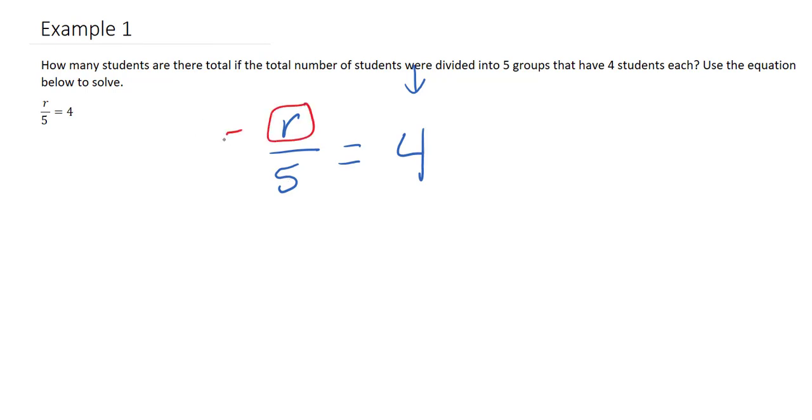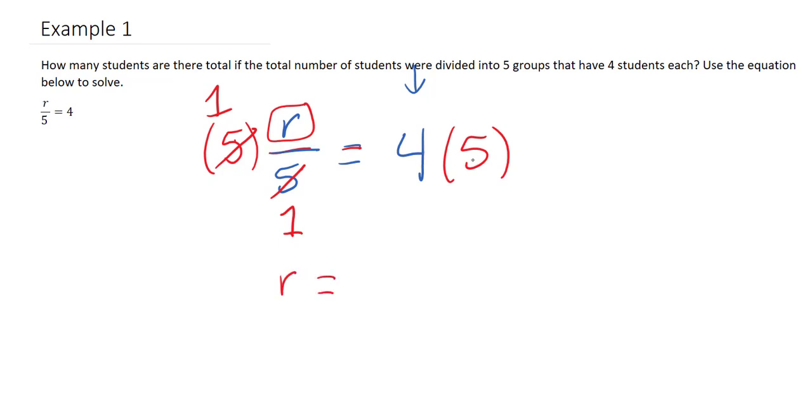So let's multiply by 5 on both sides. And why do we multiply by 5? Well, R is over 5, so 5 divided by 5 just becomes 1. Now we're left with just R on the left-hand side. And then we have to do it to the other side of the equation. So now we have R is equal to 4 times 5, so that would be 20.